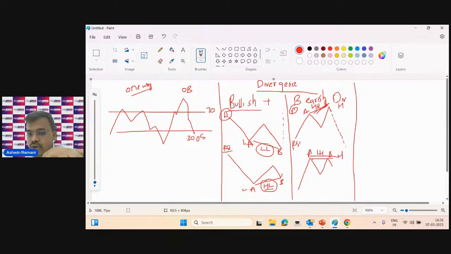So when price makes lower low and your RSI makes higher lows, that's bullish divergence. Chances are that the price can go up. Similarly, if the price makes higher highs, RSI makes lower highs, it is a case of bearish divergence. Chances are that the price can go down from here.